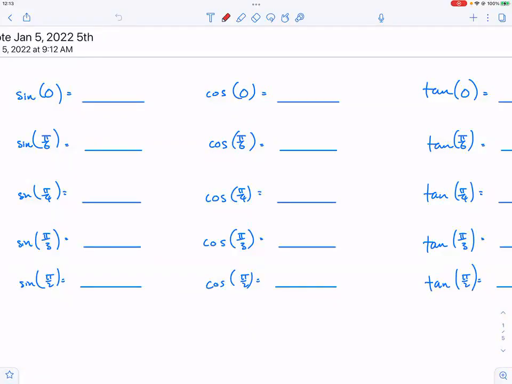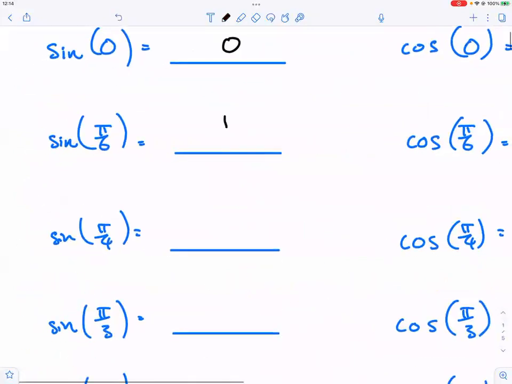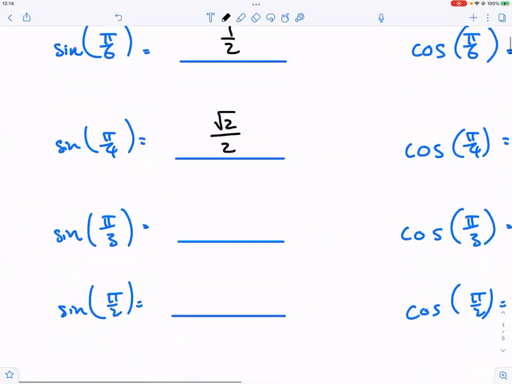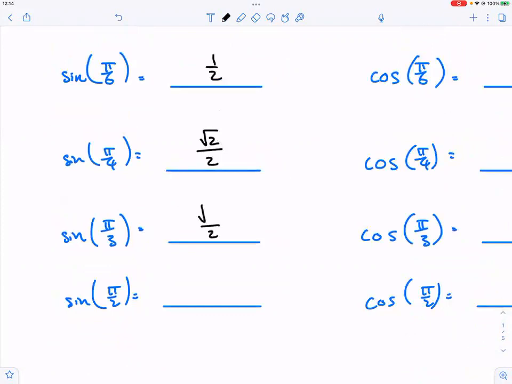Okay, so hopefully these values do not scare you. These questions do not scare you. What is the value of sine 0? 0. Sine of pi over 6 is 1/2, and then root 2 over 2, and then root 3 over 2, and then it's equal to 1.